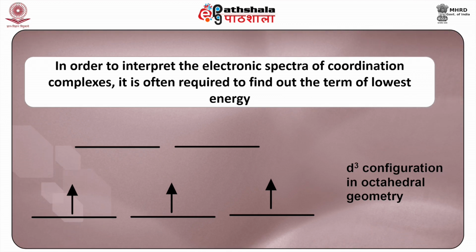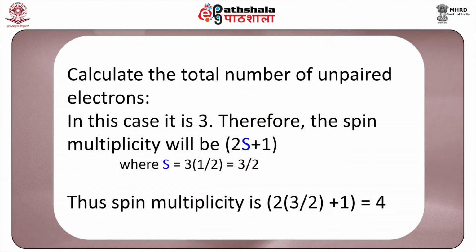According to the d3 configuration, the next step will be to calculate the total number of unpaired electrons. In this present case, it is going to be 3. Therefore, S is equal to 3 by 2. The spin multiplicity will be given by 2 into 3 by 2 plus 1, which will be equal to 4.